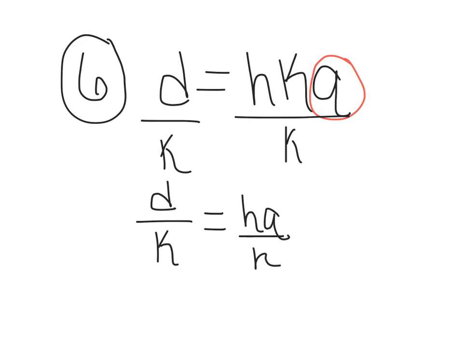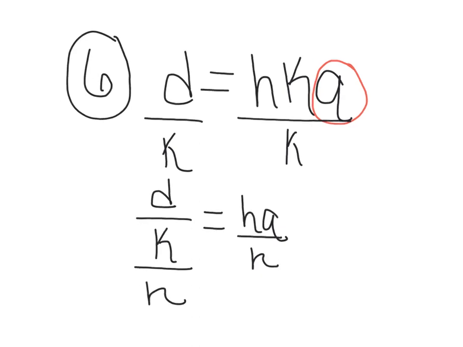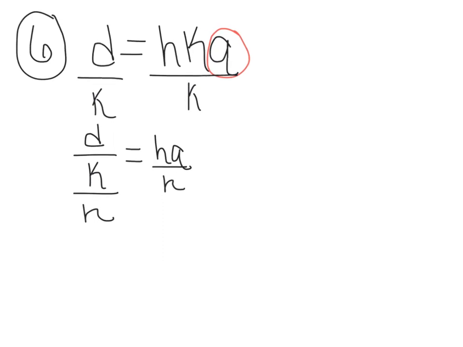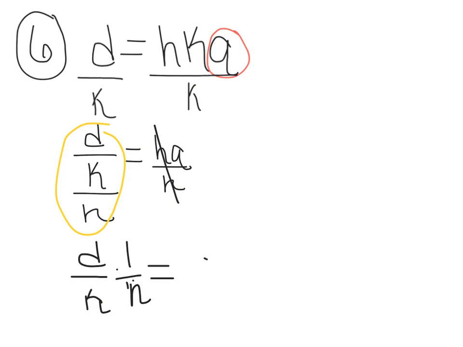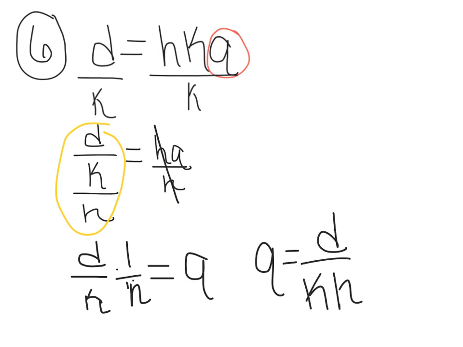Divide by h, divide by this h, and I know how much you love fractions. Fractions are your best friends. So this thing right here that I'm circling in yellow, I'm sure it makes you extra happy right now. So this really says d over k times 1 over h. These h's cancel off, and I'm left with q. And so if I just cleaned it up, it'd say q equals d over kh. And so that's going to take me back to the top again.